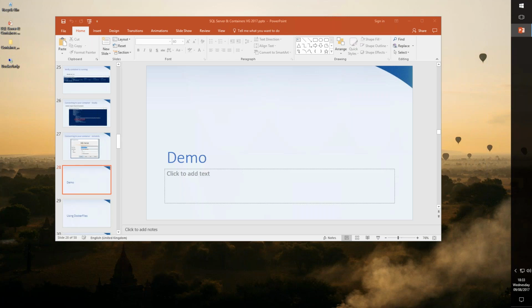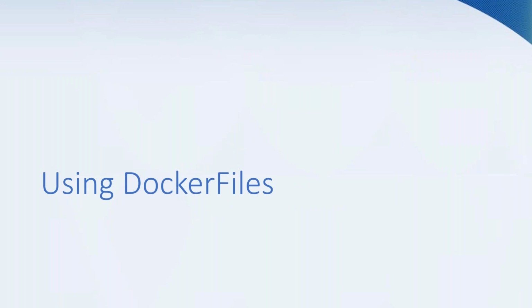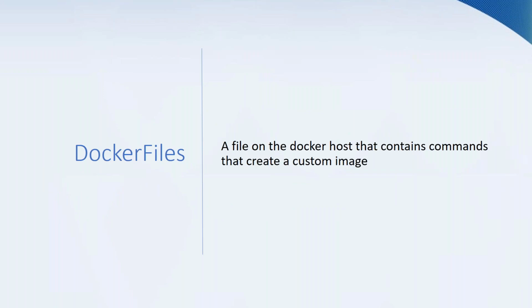What we can do with containers is take that image and customize it so that when we spin our containers up, our dev databases are there and ready to go. We do that via a Dockerfile. And a Dockerfile is a file on the Docker host that contains a bunch of commands that will create us a custom image when executed.